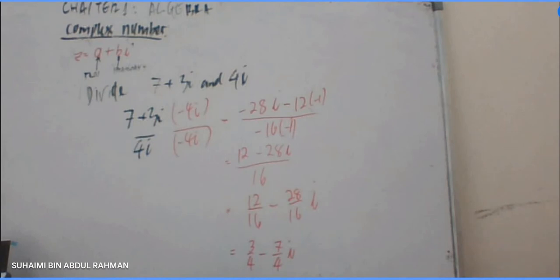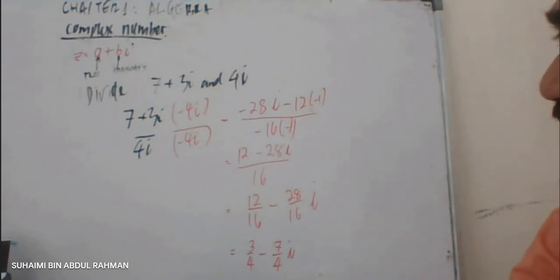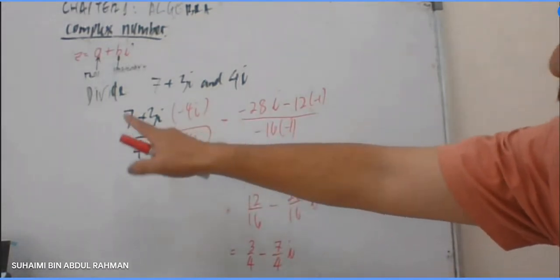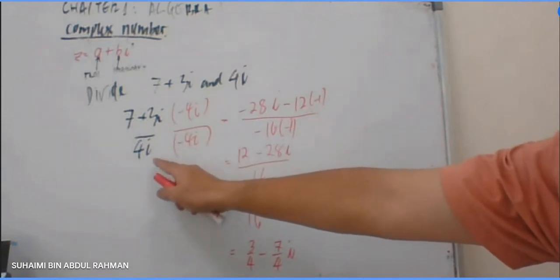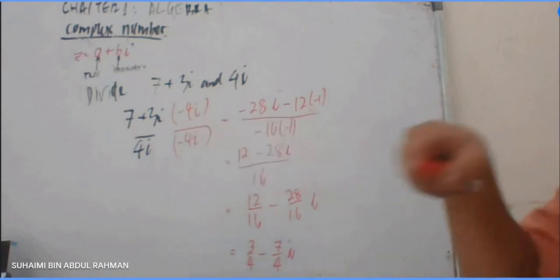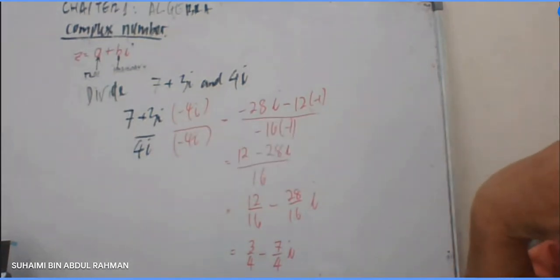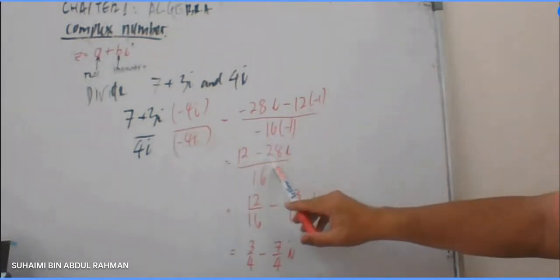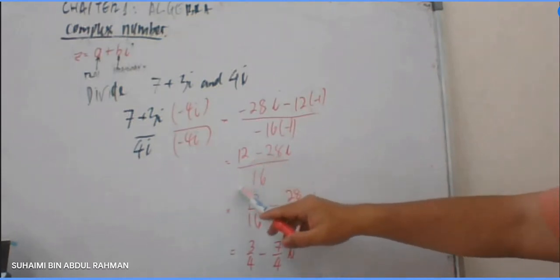Any questions? Sir, can I ask? Uh-huh. Why do we have to conjugate the 4i? Because we don't want our denominator to consist of a complex number, consist of i. So in order to remove i here, we have to multiply by the conjugate. Okay, sir. So when we remove the conjugate, you can see that there is no more complex number.